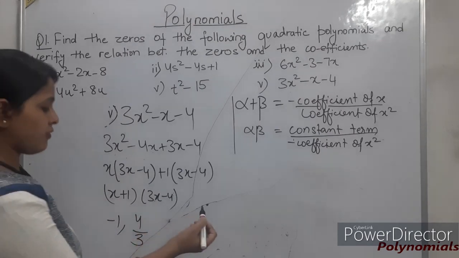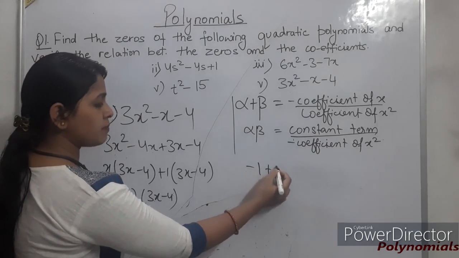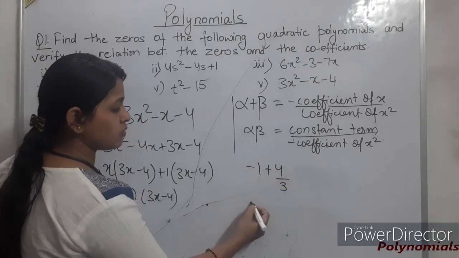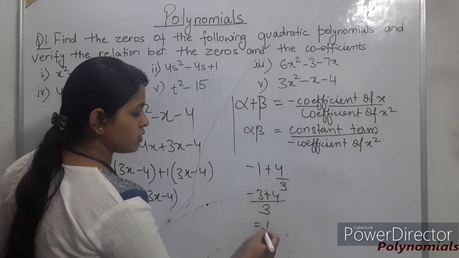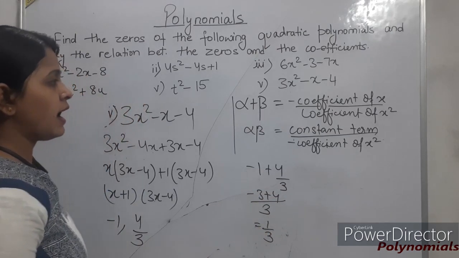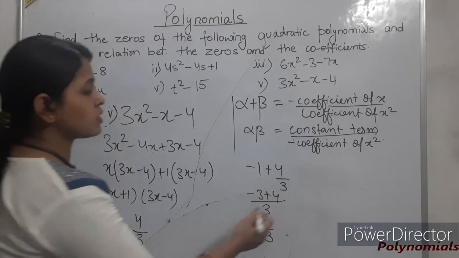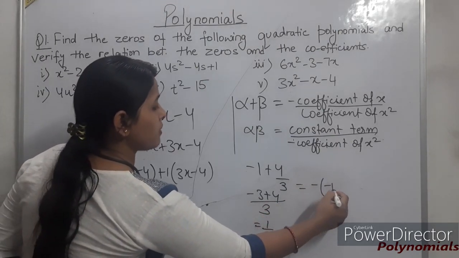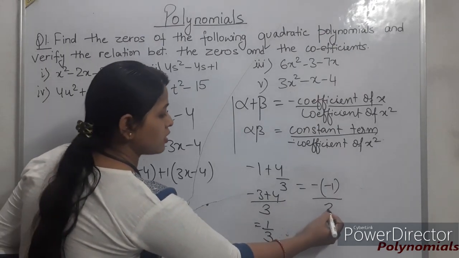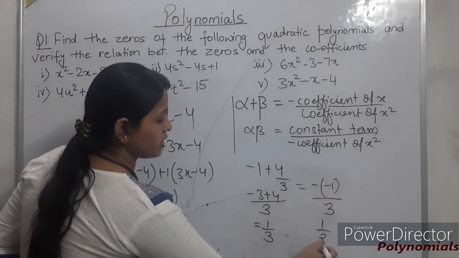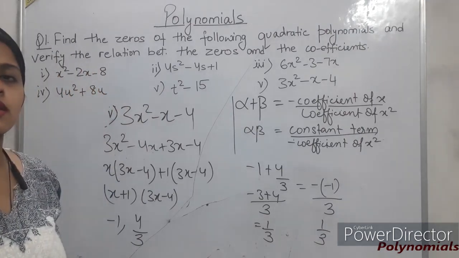So let's see the alpha and beta. Alpha plus beta is equal to what? When we take 3 as the LCM, minus 3 plus 4, which is equal to 1 by 3. And what is our coefficient of x? Coefficient of x is minus 1 divided by coefficient of x square 3. So minus minus plus 1 divided by 3. Again LHS and RHS is equal.